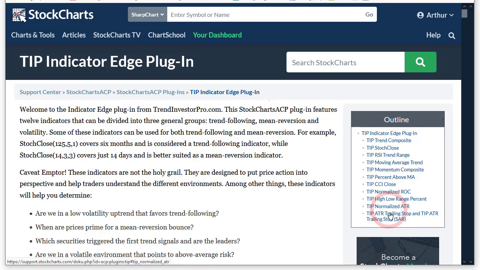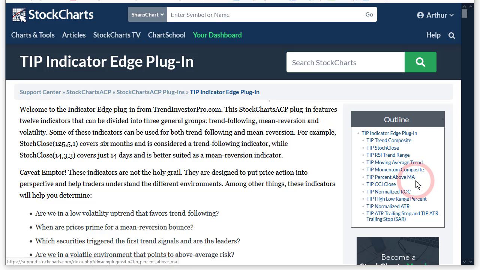And you can see there are 11 indicators. The two that I'm going to use today are the trend composite, which is a composite of 5 different trend following indicators. When 3 of the 5 are bullish, it becomes +1. When 4 of the 5 are bullish, it becomes +3. And if all 5 are bullish, it becomes +5. And that's what I'm going to use to define the overall trend.